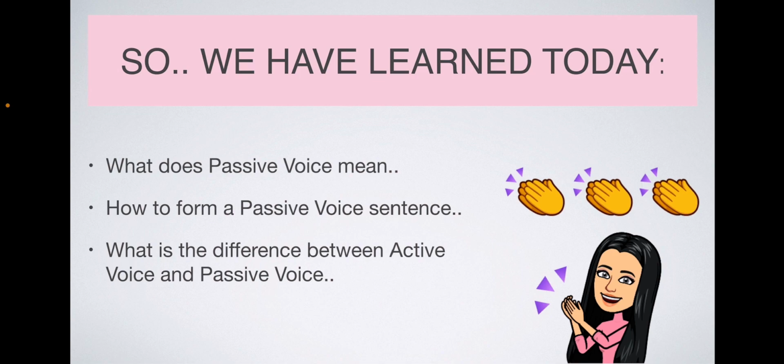Finally, what is the difference between active voice and passive voice? And as we said, in active voice, we need to start our sentence with subject, like they built. But in passive voice, we must start our sentence with the object. So a house was built. Okay?